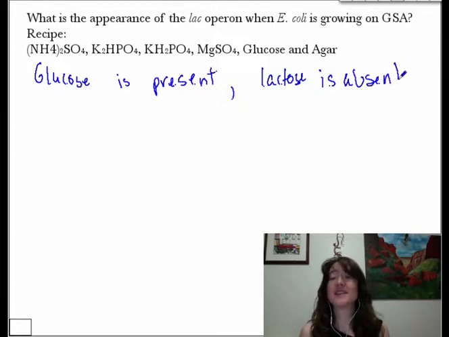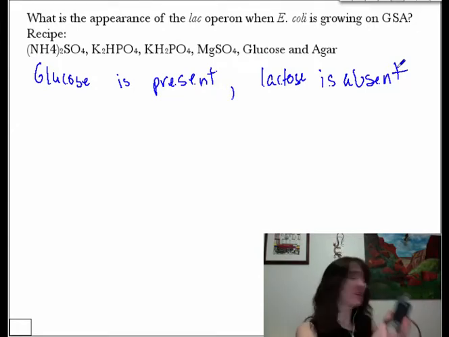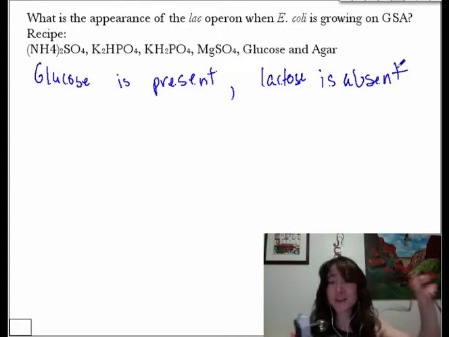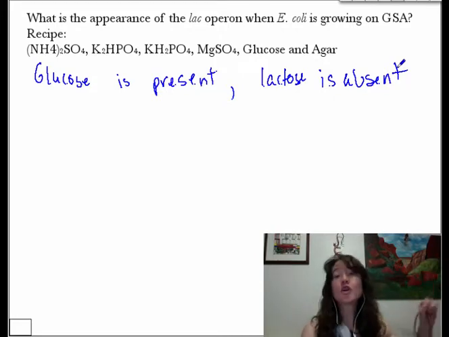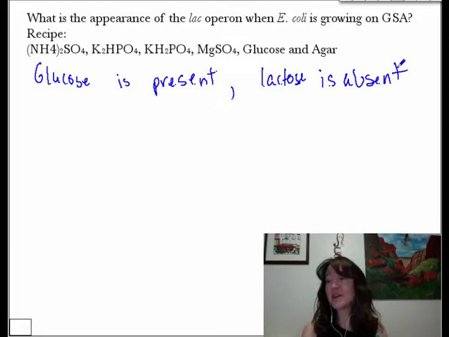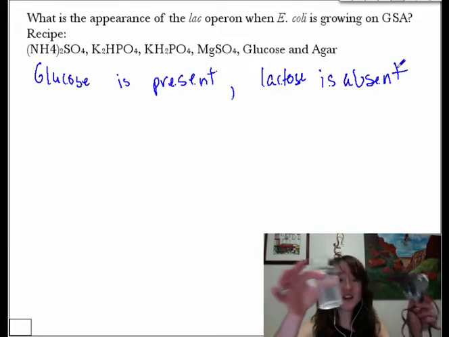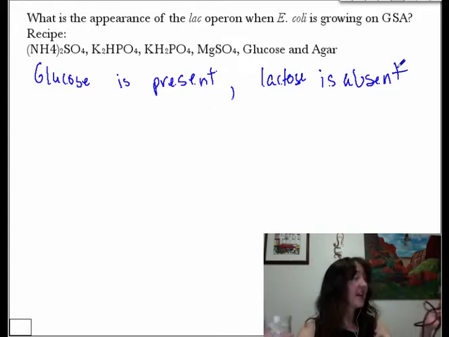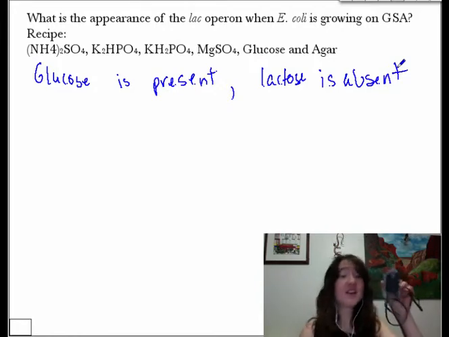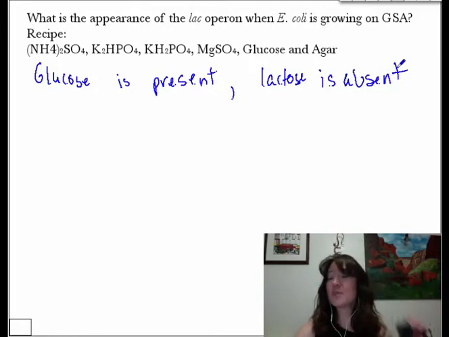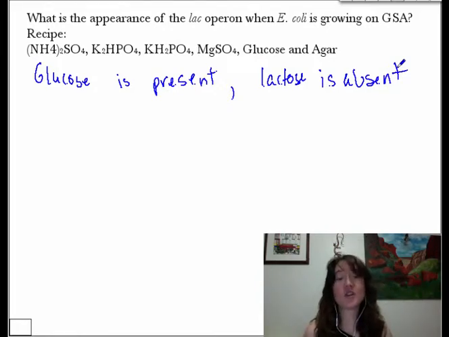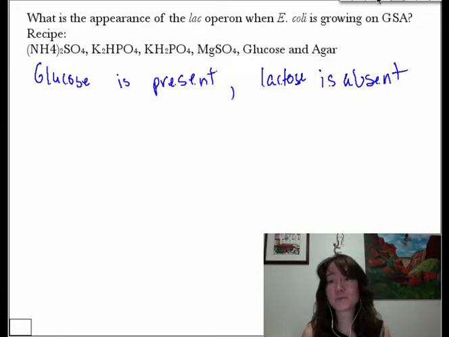So wait a minute. When it comes back to our light analogy, if lactose is absent, it means this is actually unplugged, right? Completely unplugged. Glucose is present, that means light is not even in the salt water. So is this light by any means on? Absolutely not. Let's draw the operon showing what's happening there.